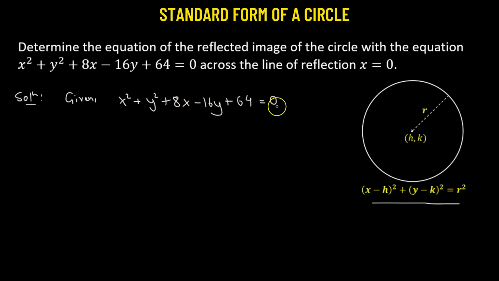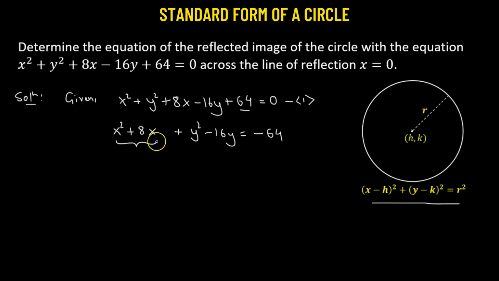Now this particular equation is not given in the standard form. So let's label this as equation number 1, and we'll try to convert it into the standard form. To do that, let's first write all the terms containing x together. So we have x squared plus 8x. Then all the terms containing y together, y squared minus 16y. And we'll transpose 64 to the right hand side, and that will be negative 64.